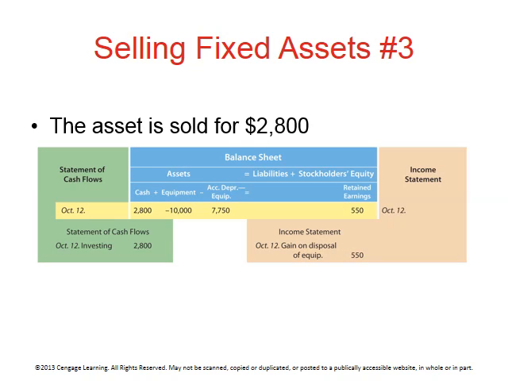So here we're going to sell it for $2,800. We increase cash $2,800, cash coming in the door. We reduce equipment by $10,000. We reduce our accumulated depreciation. But since we sold it for $550 more than the book value, we're going to show a gain on disposal of equipment of $550 as a positive on our income statement. Therefore, we increase retained earnings by $550.